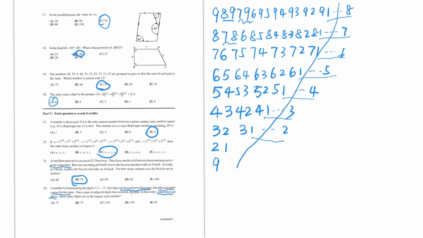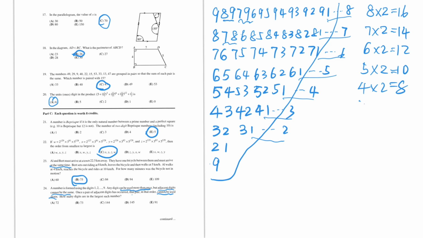So how many digits? We will add all the digits together. From 91 to 98, we have 8 two-digit numbers, 8 times 2, that's 16. Second is 7 times 2, 81 to 87, 7 numbers, each has 2 digits, that's 14. Now 6 times 2, that's 12. We see the pattern. That's 10. And then 4 times 2, that's 8. 3 times 2, 6. 2 times 2, 4.